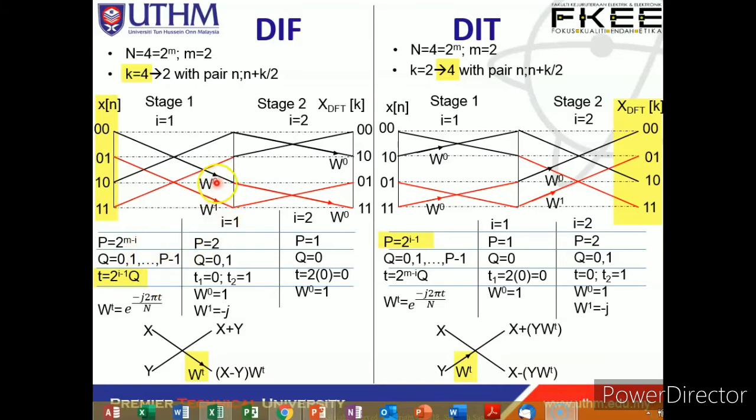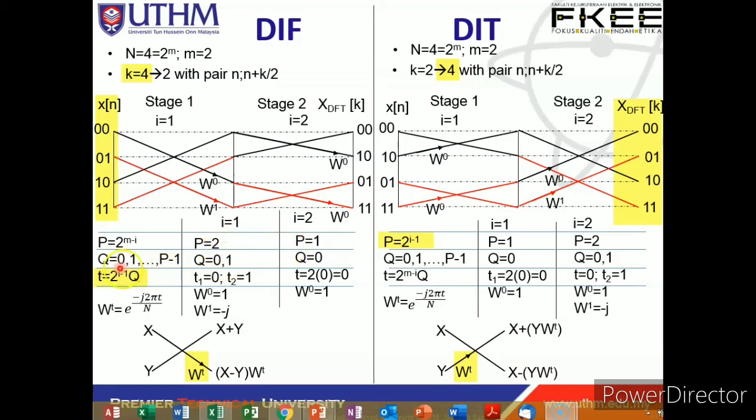The value of W at the numerator here. So first, we need to use the P. P equals 2 to the power of M minus I. M is the number of stages, and I refers to the specific stage that we want to calculate. So for example here, at this part, we will have I equals 1. So P equals 2 to the power of 2 minus 1, where we will get 2 to the power of 1 equals 2.